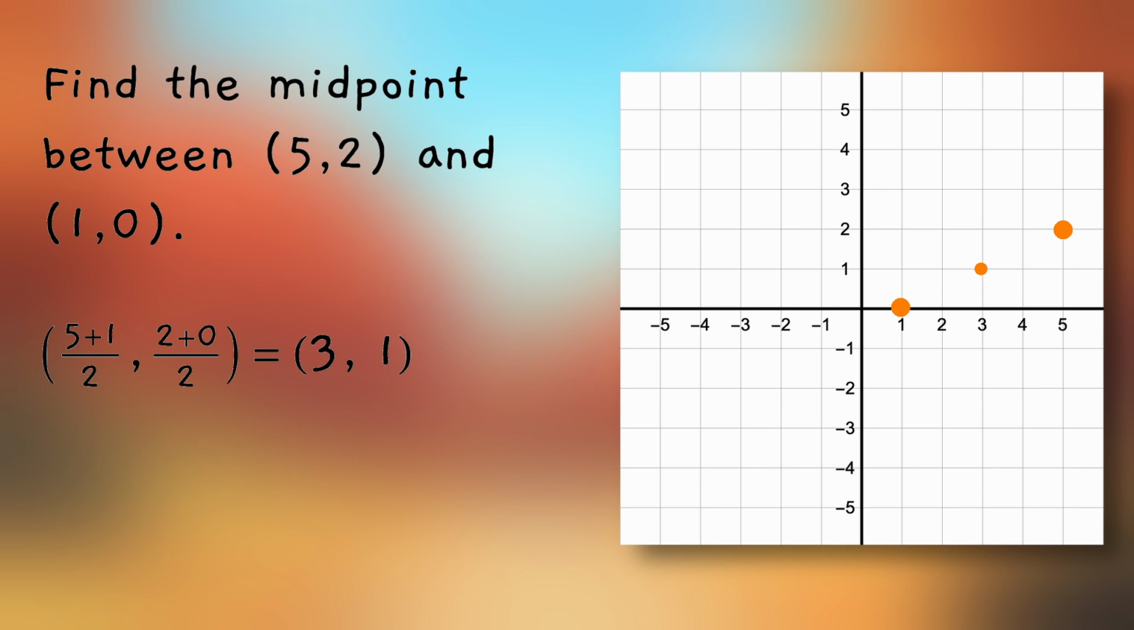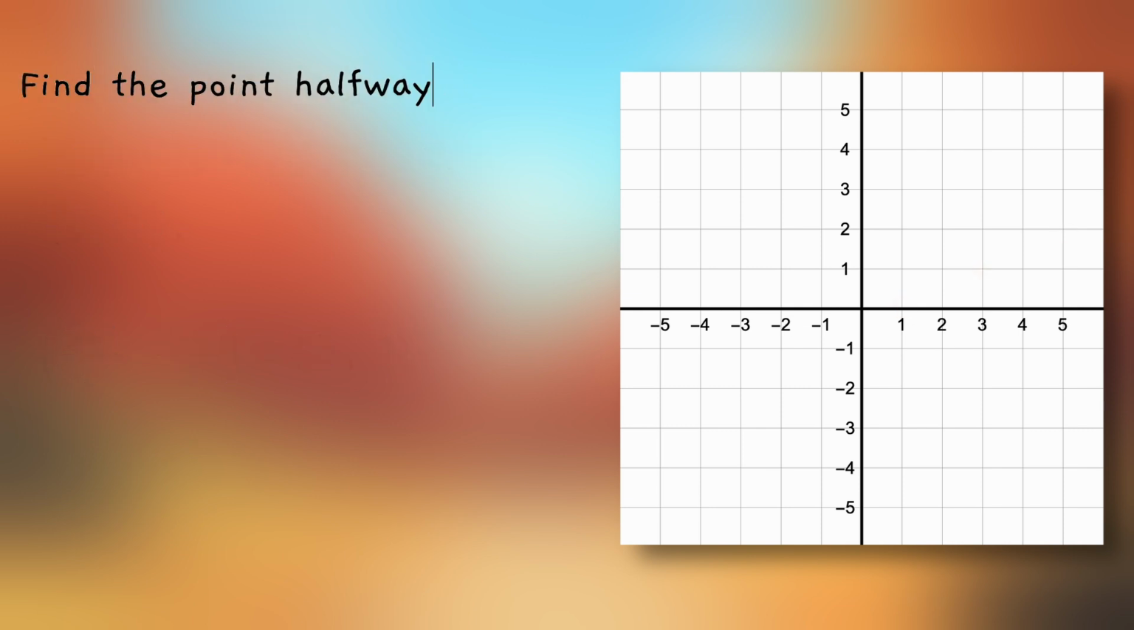Let's see another example. Let's find the point halfway between (-3, 2) and (5, -1). Like before, I'll draw where these 2 points are approximately. Let's suppose that (-3, 2) is right around here, and that (5, -1) is somewhere around there. So we're finding the point halfway between these 2. That's just another way of describing the midpoint.